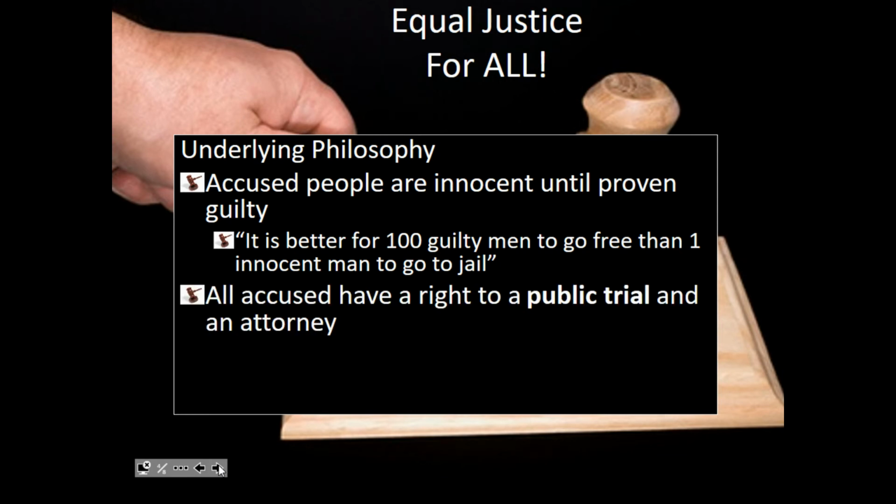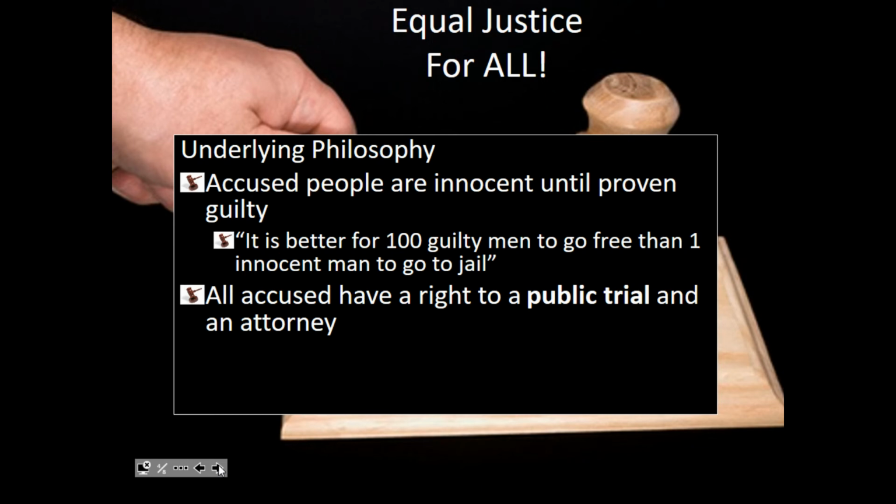And so all accused people have a right to a public trial and an attorney. This is another thing for protection of those who have been accused of a crime, because not everybody who goes to court is guilty. Period. And so if we have a public trial, that means that people can come and witness what is happening. So the things that take place are not behind closed doors, that they are out in the open for everyone to see. That keeps the government accountable.